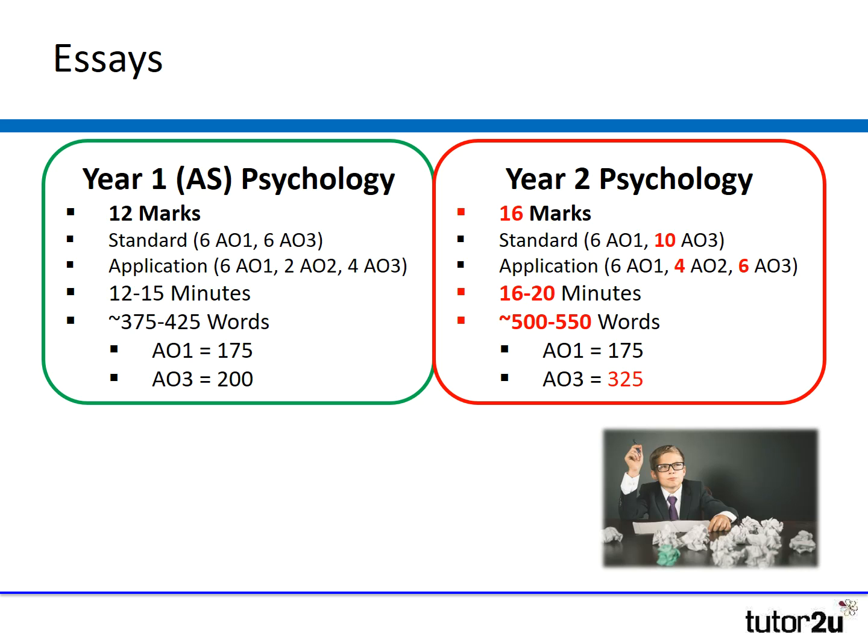But probably most importantly, and the bit I want to draw your attention to, is although the number of knowledge marks has stayed the same, you're looking to write about 175 words for AO1 still. The number of AO3 marks has increased significantly, and therefore the amount of words you're going to be writing for your evaluation likewise increases significantly to about 325-ish words of discussion evaluation.